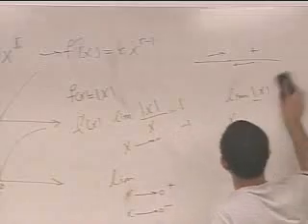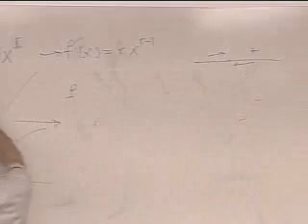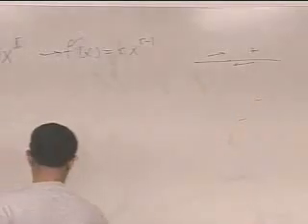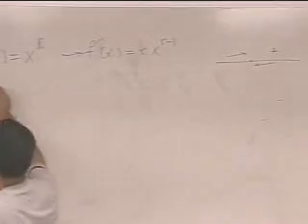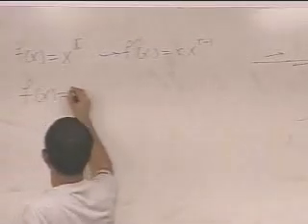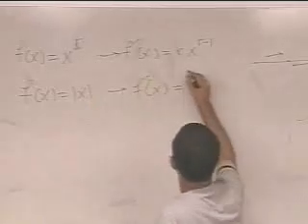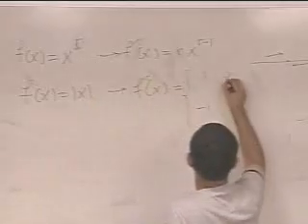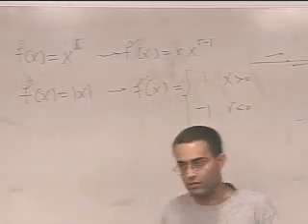But the derivative doesn't exist only at this point. At other points, the derivative exists. So if my function is this, its derivative would be 1 when x is greater than 0, minus 1 when x is less than 0, and at 0 it does not exist.